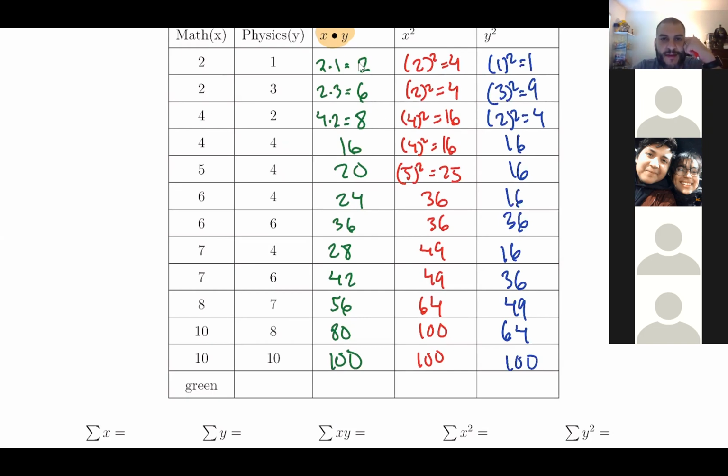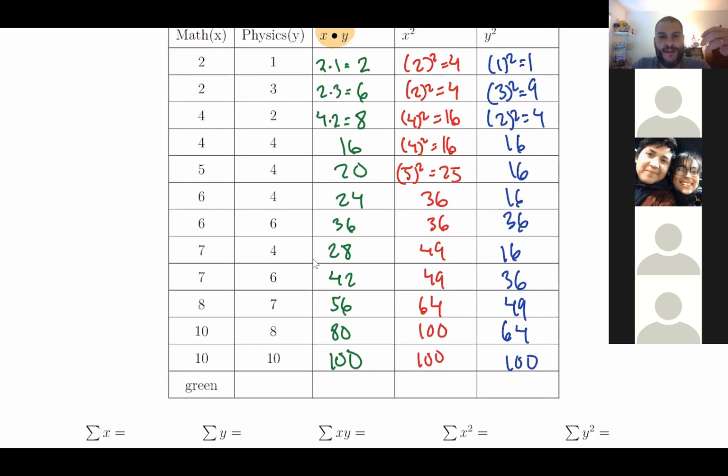You'd have to do some multiplication: x times y, x squared, and y squared. It should be all good. Everybody good with these columns? Yes, sir. All right, cool.